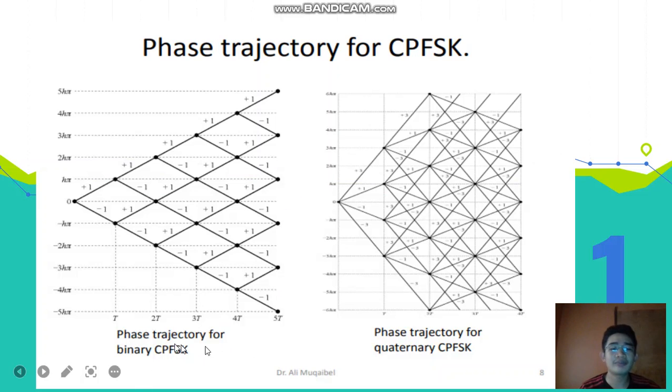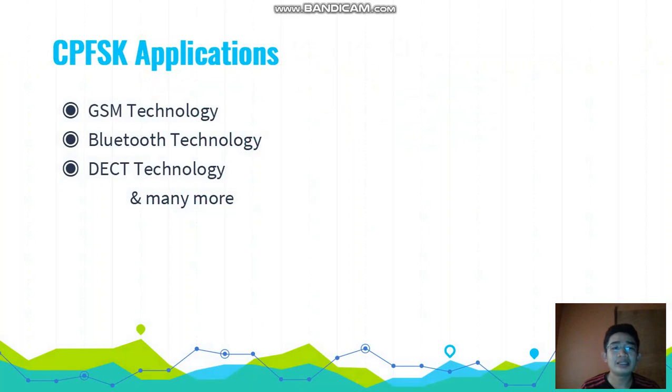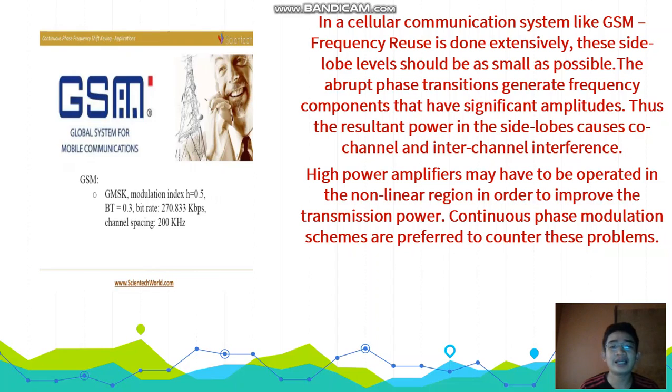Phase trajectory for binary CPFSK, and the phase trajectory for quaternary CPFSK. Actual electronic systems that use CPFSK: the GSM technology, Bluetooth technology, DECT technology, and many more. It is used in wireless and satellite connections. For GSM, in a cellular communication system like GSM, frequency reuse is done extensively. The side lobe level should be as small as possible.